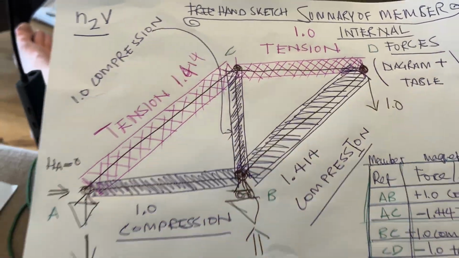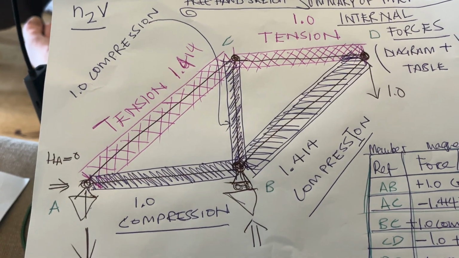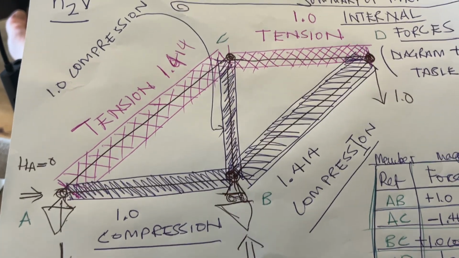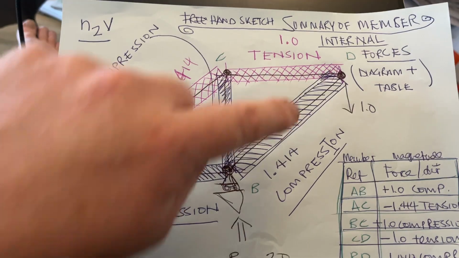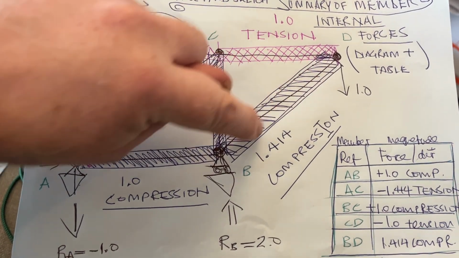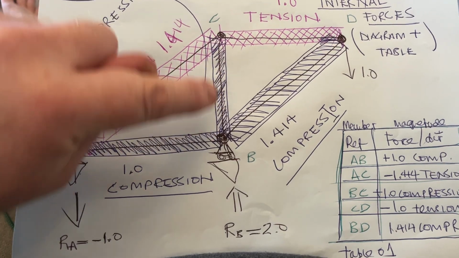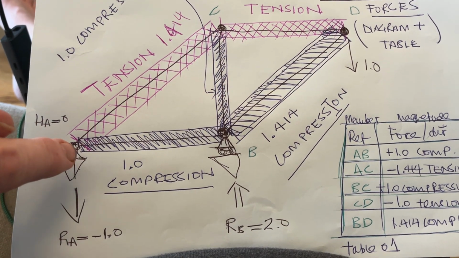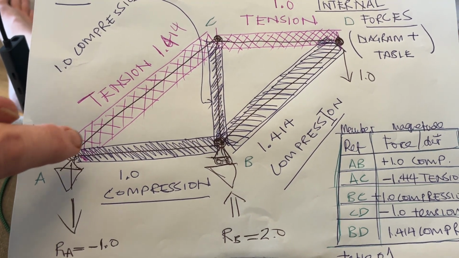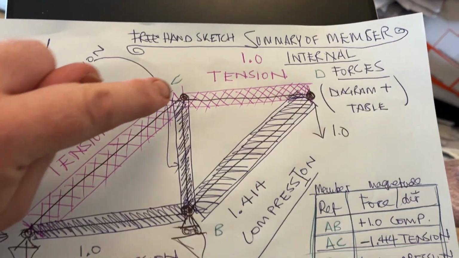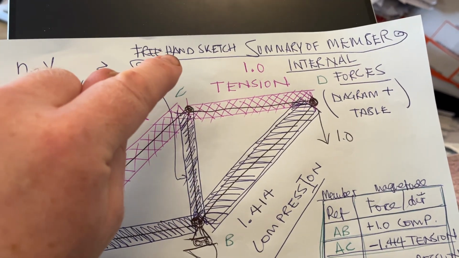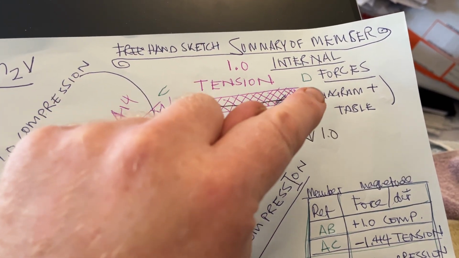So therefore, I've just done a freehand sketch. So we've got 1 down, 1.41 compression, 1 compression for this member. This one is 1 in compression, and then tension in this member 1.41, tension in this member 1. Freehand sketch summary of member internal forces diagram.